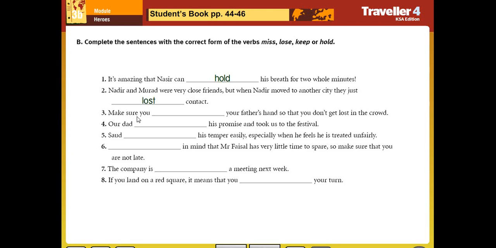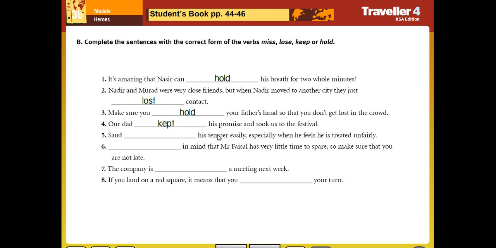Make sure your father's hand. We said this is the sentence which the mother says to her little son or little daughter. Yes, hold your father's hand so that you don't get lost in the crowd. Our dad his promise. Try to remember. Is it kept his promise or held his promise? Yes, it's kept.